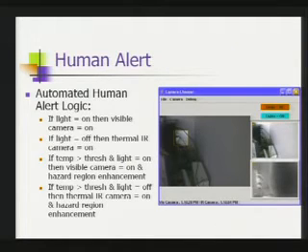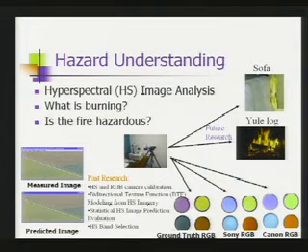And then eventually the whole system would have a little bit more complicated human alert logic where when the temperature is higher than some threshold and the light is on, then turn on the visible camera, overlay the hazard region, and then maybe beep so the human is alerted. And if the temperature is larger than threshold but the light is off, then it would show the thermal IR camera output and the overlay on that.